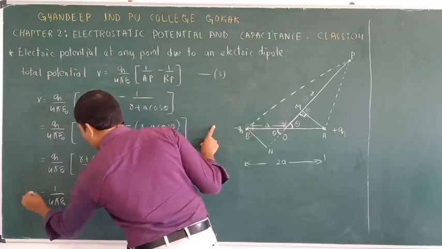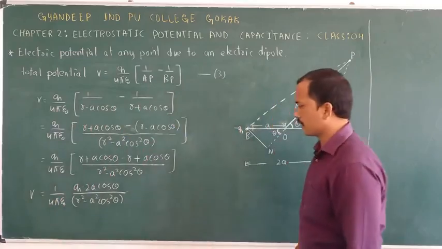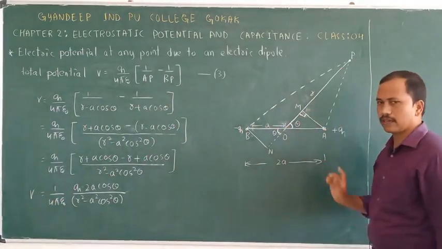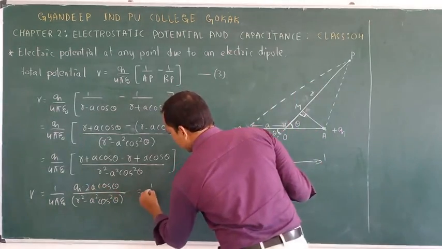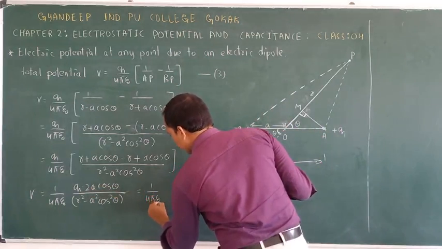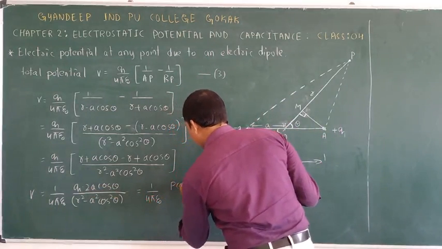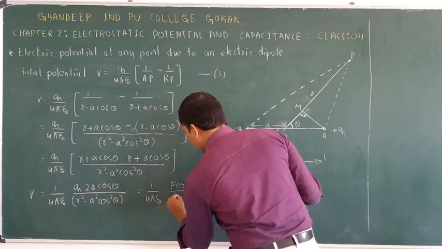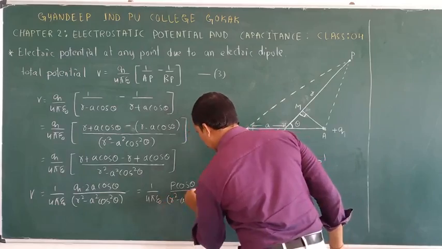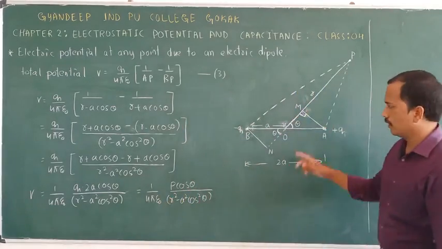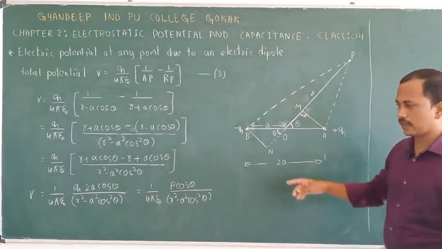So this is the value of the electric potential at this point due to the electric dipole. Here Q into 2A is equal to nothing but P. So 1 by 4 pi epsilon naught, P cos theta divided by R square minus A square cos square theta. This is the value of the electric potential at this location due to the electric dipole.